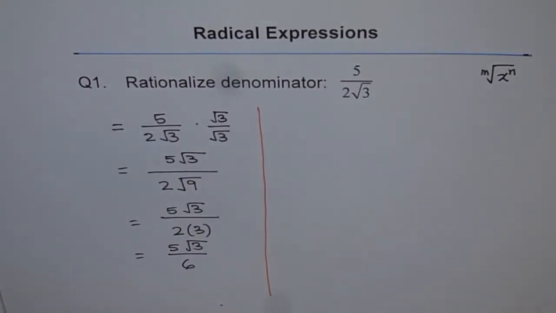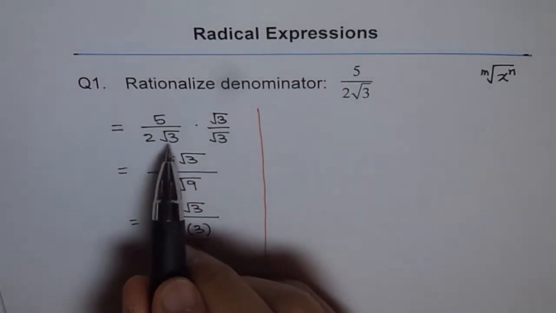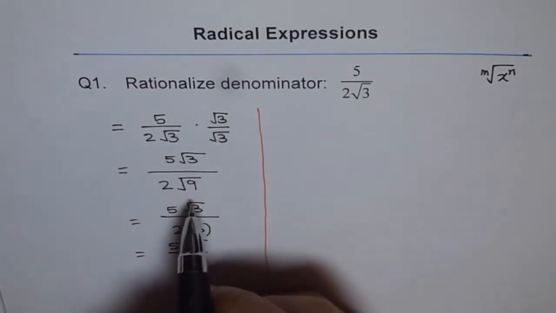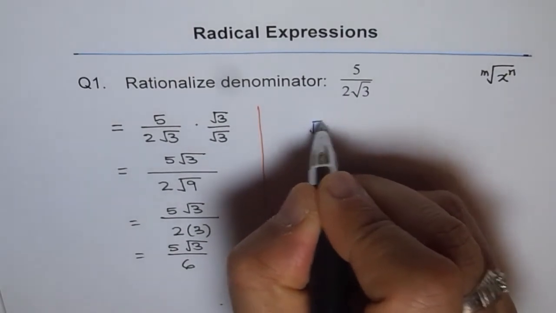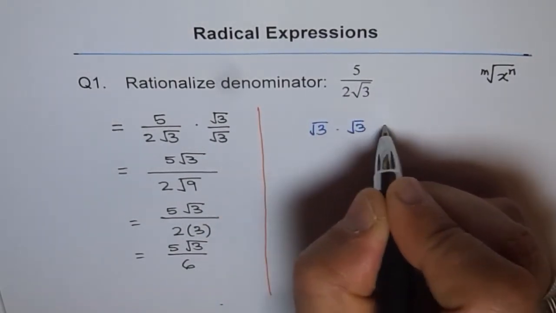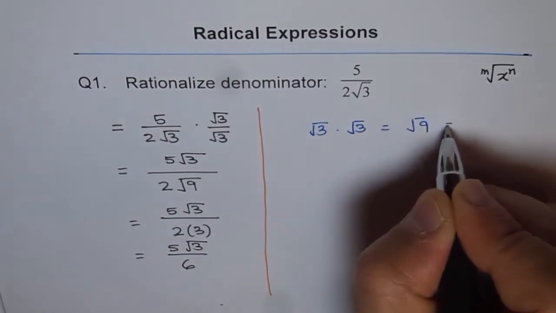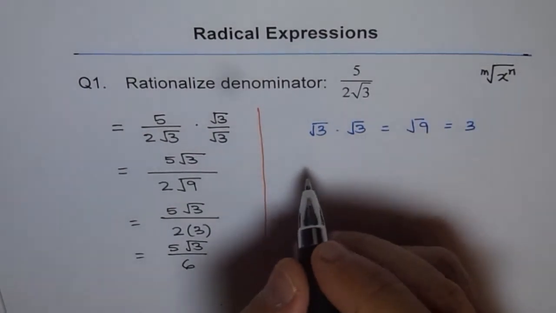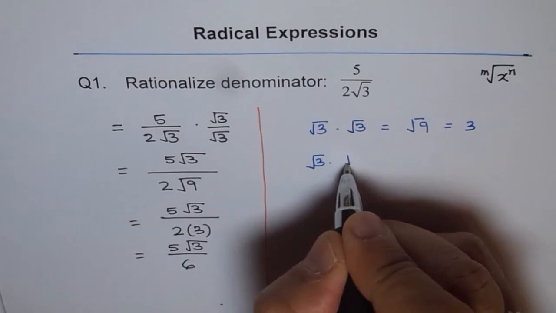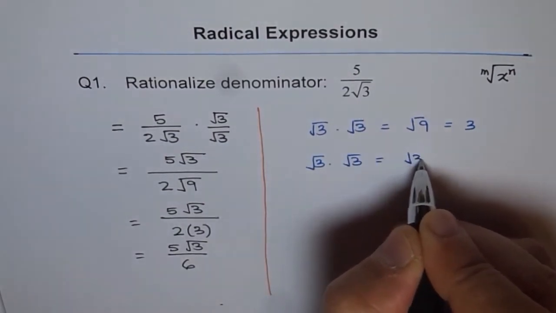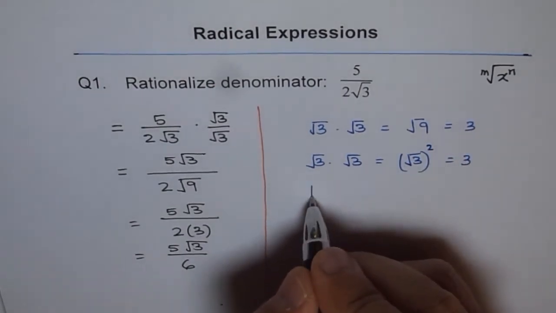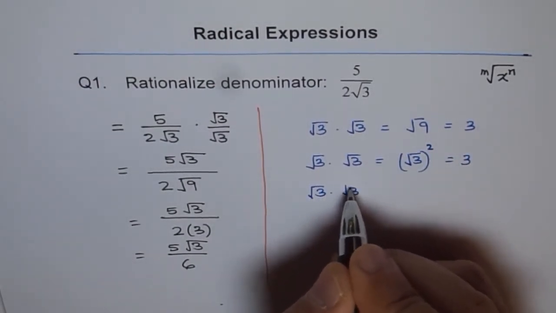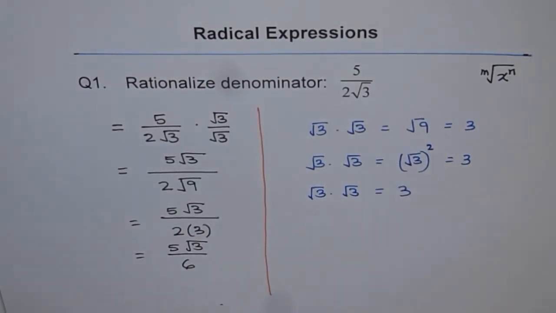Now in the coming videos, we'll actually not write so many steps. Look here. When you do square root 3 times square root 3, it is just 3. We could have written 3 directly. So we need to explore this. Square root 3 times square root 3 is equal to square root of 9, which is equal to 3, right? Or you can think like this: square root 3 times square root 3 is equal to square root 3 squared, which is equal to 3, correct? And at times, we will just write square root 3 times square root 3 as 3.